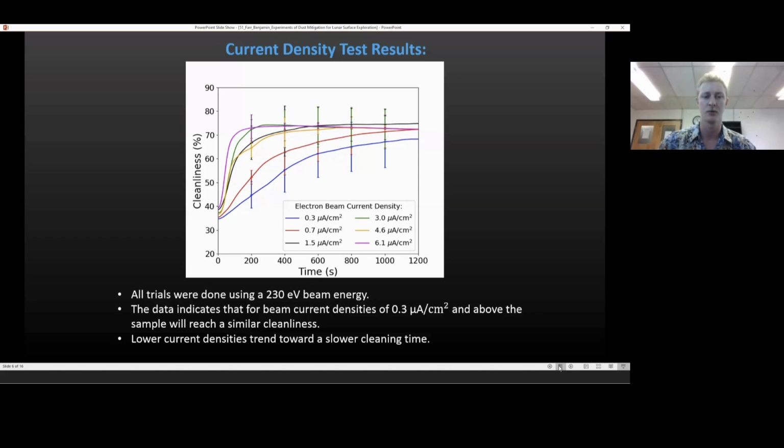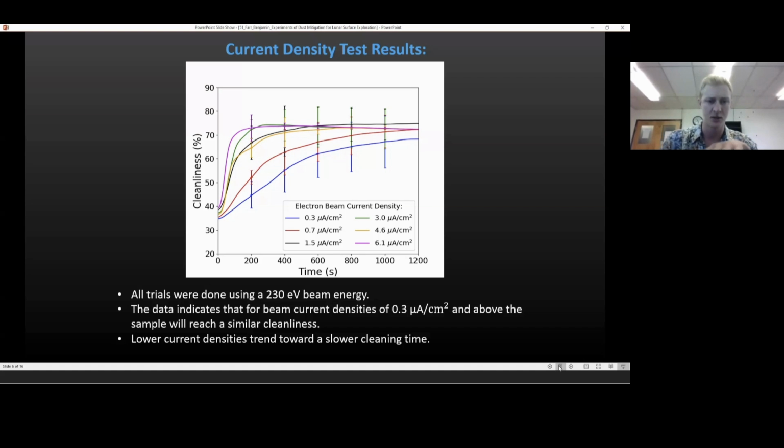For our first experiment, we wanted to test, first off, if the theory actually worked at all for dust mitigation. We wanted to test what the optimum beam parameters would be, and we wanted to test several different materials and see how they all reacted to the cleaning process.